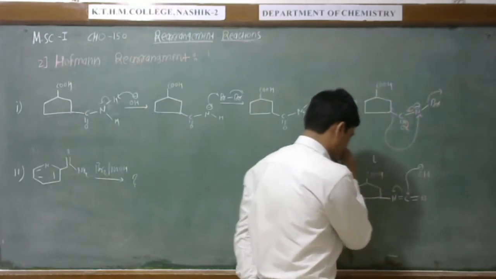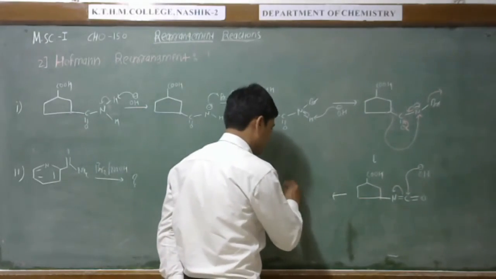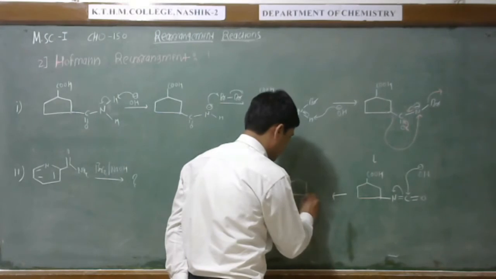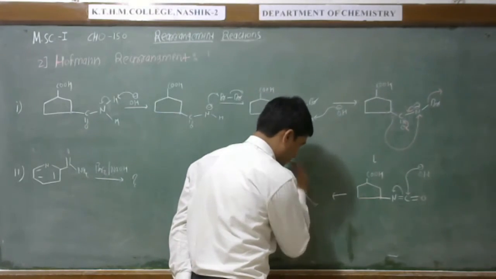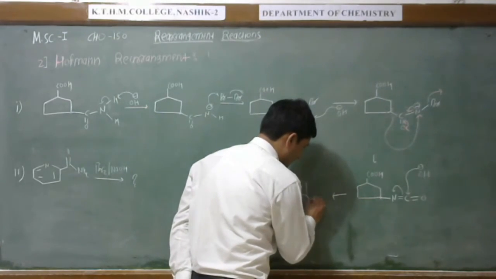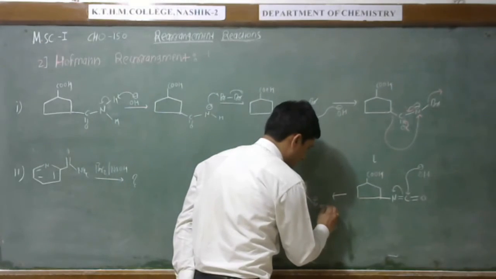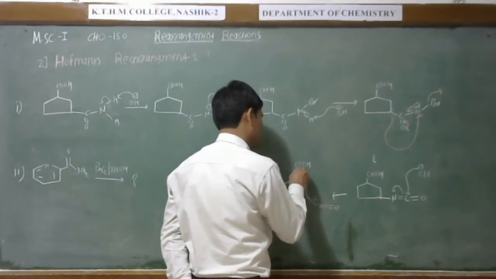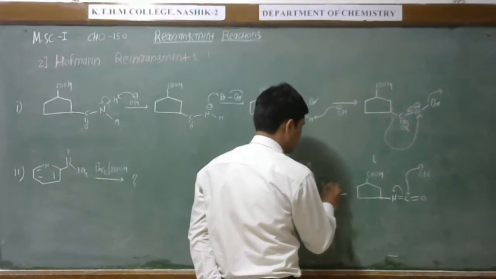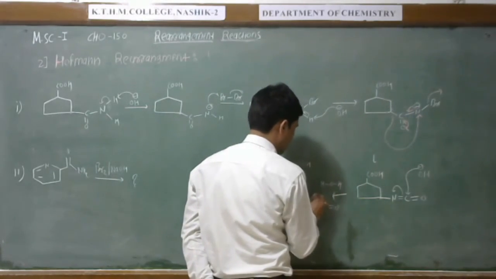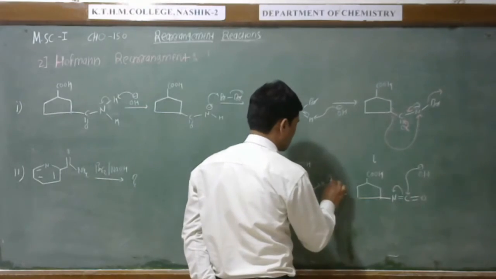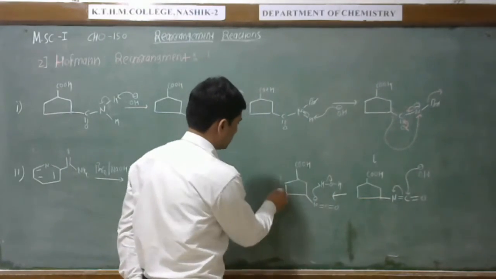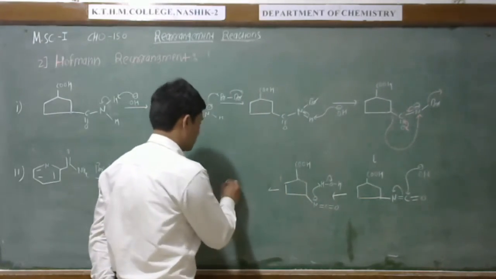Now when this isocyanate is treated with the base, the double bond opens, and there is again formation of a negative charge on the nitrogen atom. So this nitrogen now has a negative charge here, and this is the carbon double bond oxygen. Here is the COOH group. Now this nitrogen takes a proton from water, and the hydroxide is removed.